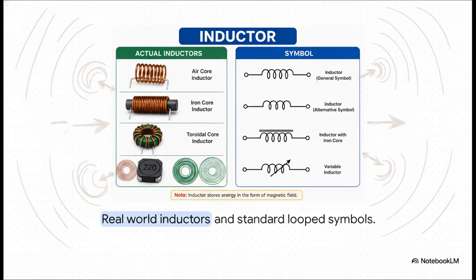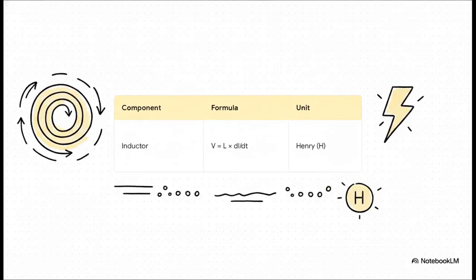And this brilliantly illustrates our visual language yet again. Whether it's an air core, an iron core, or a toroidal ring, the standard looped symbol is basically just a literal drawing of the physical wire coil itself. It makes reading a schematic so incredibly intuitive once you know what you're looking at. The core equation here gets a bit more dynamic. Voltage equals L, which is the inductance, multiplied by the rate of change of the current over time. And because it relies on the magnetic field, its unique unit of measurement is the Henry, represented by a capital H.